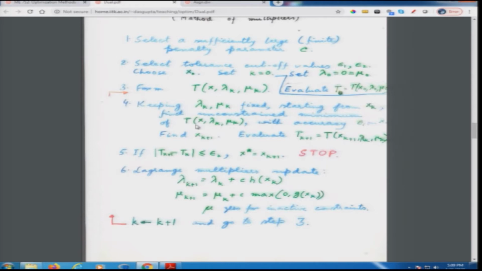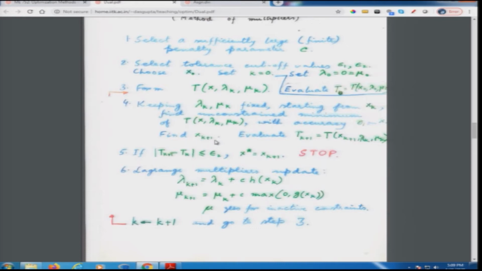Find the unconstrained minimum of this, for lambda k, mu k, for lambda and mu you provide the numbers that are right now sitting. Initially it will be zeros. So, it is a function of x. You find the unconstrained minimum by whatever is your favorite method, Cauchy-Newton method, conjugate gradient method, whatever you want. Just find its minimum with an accuracy epsilon 1. This is where you use one of the tolerance cutoff values on x. Fine. So, minimize this with respect to x, and therefore find the next x, x k plus 1.